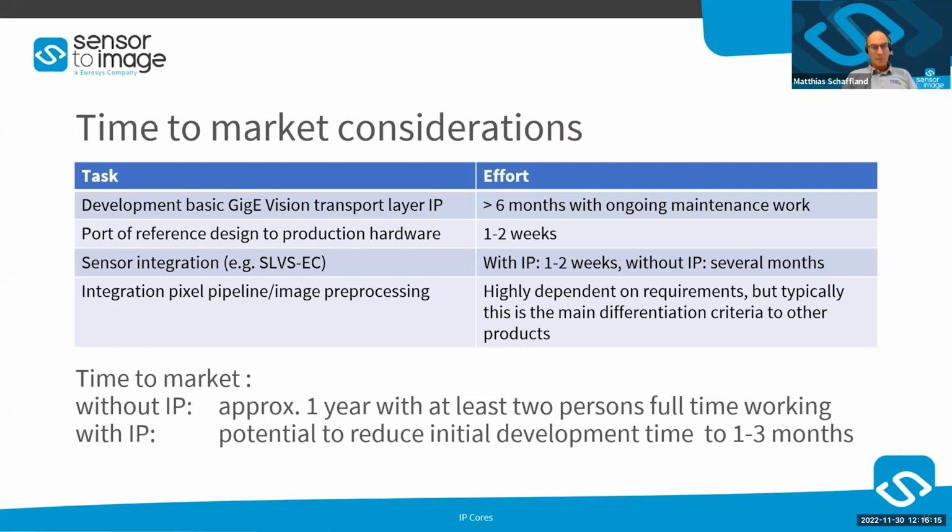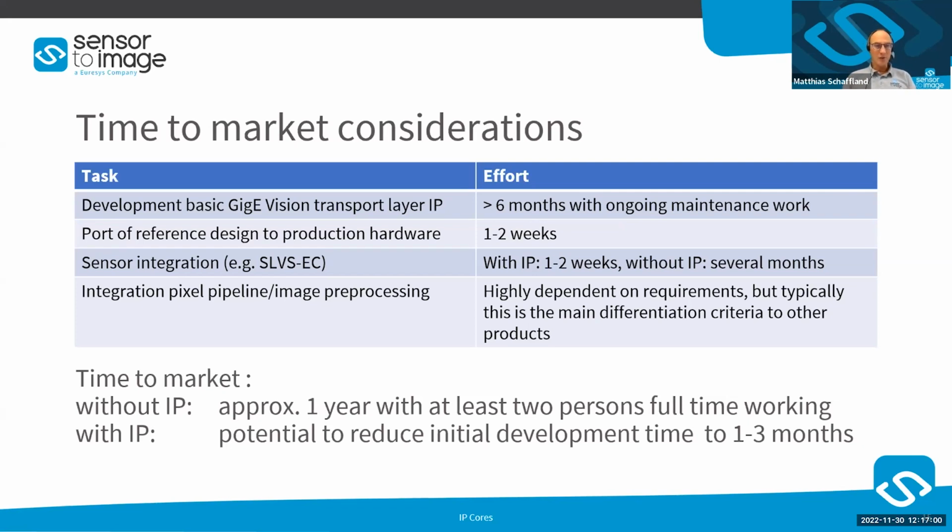The integration of the pixel pipeline, the image processing, is highly dependent on the requirements, so I cannot give a general guideline or rule here, but typically this is anyway the main differentiation criterion to other products. So in our experience, this is where the camera manufacturers and so on should focus and have their own specific know-how within that block. Only a few common things could be reused as IP cores, as mentioned before, using HLS or some video suites. But if you have special things, this is really your own know-how on IP.